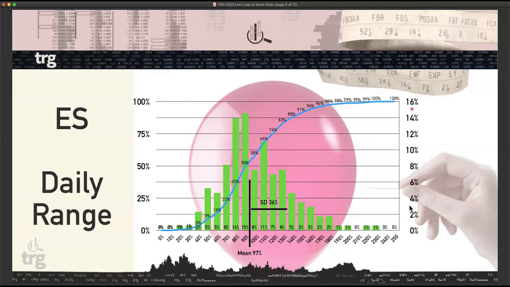The right-hand side relates to the individual green bars. So this particular bucket had 15% of all days. And then the axis along the bottom is telling us the bucket. This is the count of days that did 90 to 100% of the average range. This is the count of days that did 100 to 110. So 15% did 90 to 100, 8% did 100 to 110, and so on.